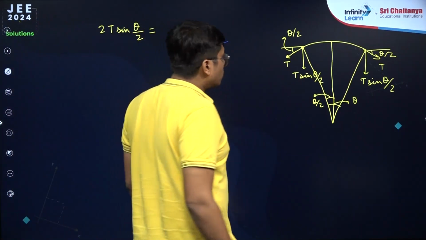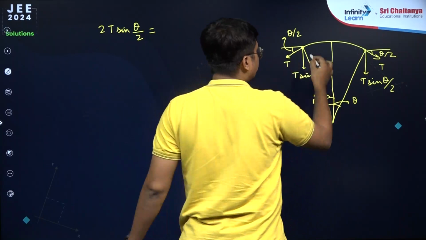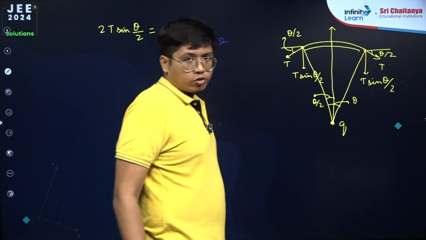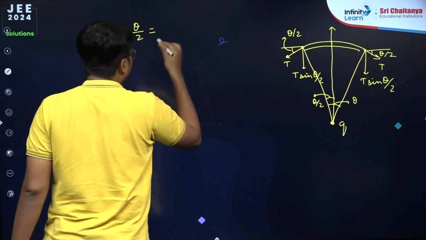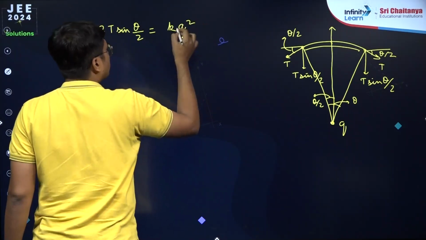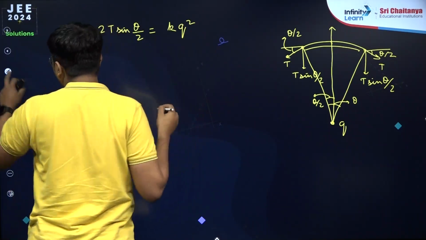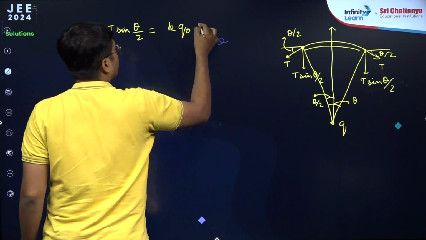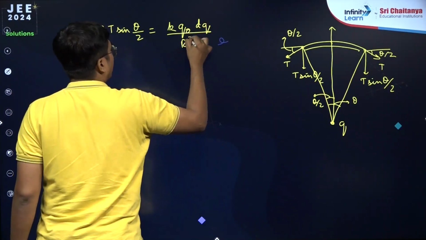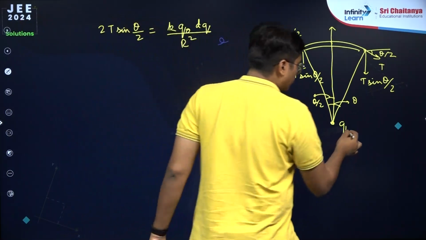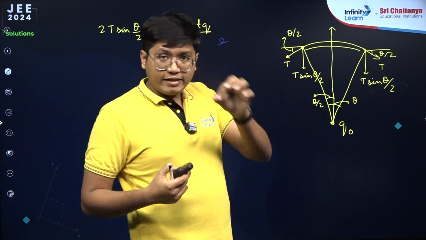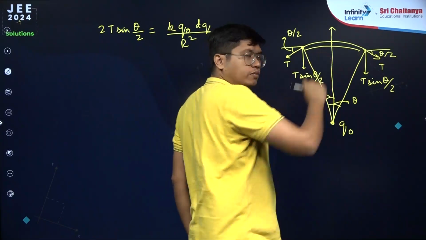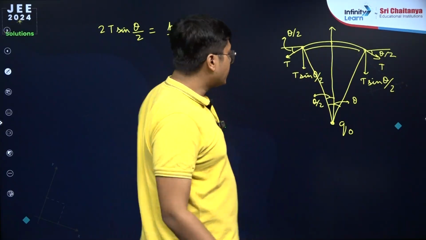And that is equal to the force that this piece experiences because of the charge placed over here. This experiences an outward electrostatic force. How much would that be? That would be k q naught into dq divided by r square. Now what is q naught? Q naught is the charge over here, and dq would refer to the charge in just that piece. In just that piece, what is the charge it has?